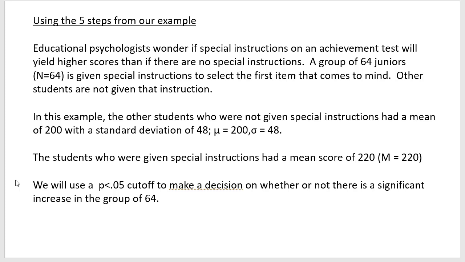The students who were given special instructions had a mean of 220. We will use a p less than 0.05 cutoff, which is also the same thing as saying alpha equal to 0.05, to make a decision on whether or not there is a significant increase in the group of 64 people in the sample.